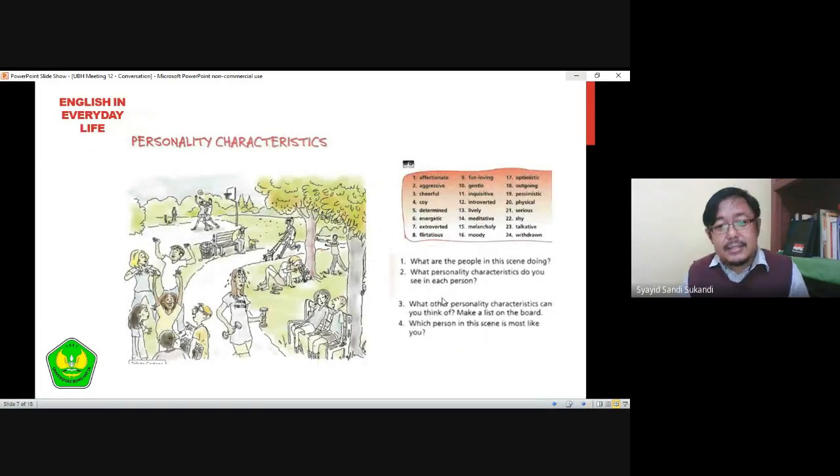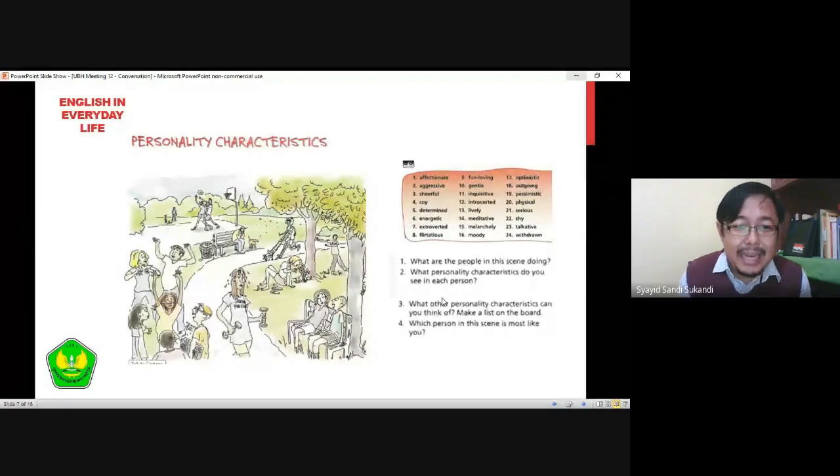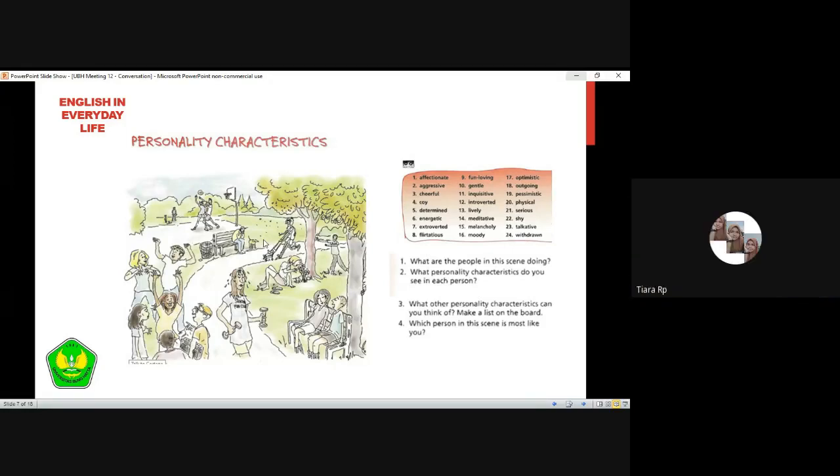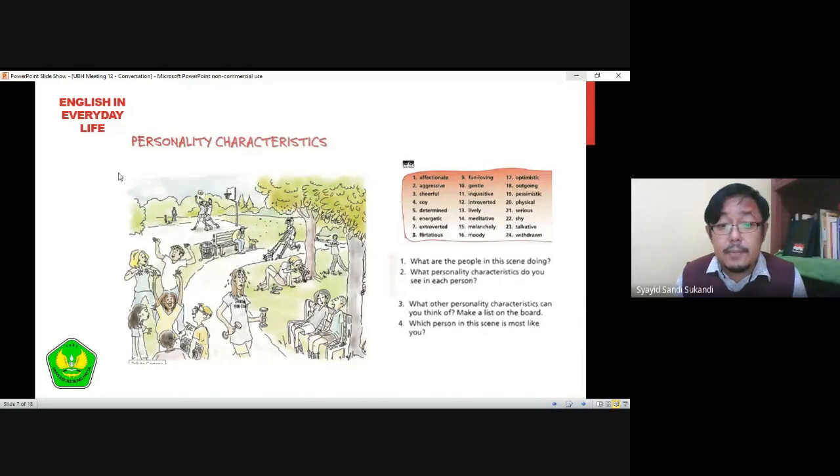Personality characteristics. This is exciting about this one. Personality characteristic, pribadi. Okay, we have these words. You see this picture. There are a lot of people doing different things. We have two people doing basketball. Someone is sitting on the bench. You know, bench? Bench means that this is a long chair that can be used for two or three people sitting together.